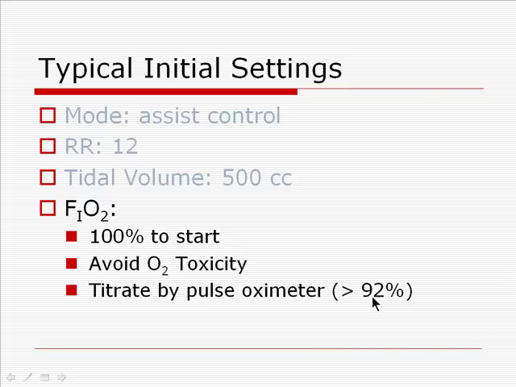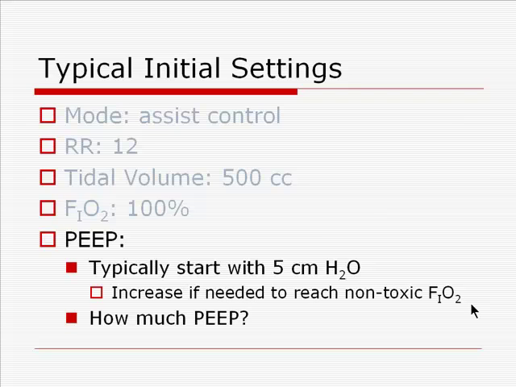What is often recommended is to reduce the FiO2 every 5 to 10 minutes as long as the patient's saturation by pulse oximeter remains above 92%. What counts as oxygen toxicity is not entirely clear, but most physicians would at least try to get the FiO2 down to 60% or less. In terms of PEEP, most physicians begin with a PEEP level of 5 centimeters of water and will increase that, if need be, to recruit alveoli and successfully reduce the FiO2 to a non-toxic level. Exactly the ideal PEEP will be discussed in another section.